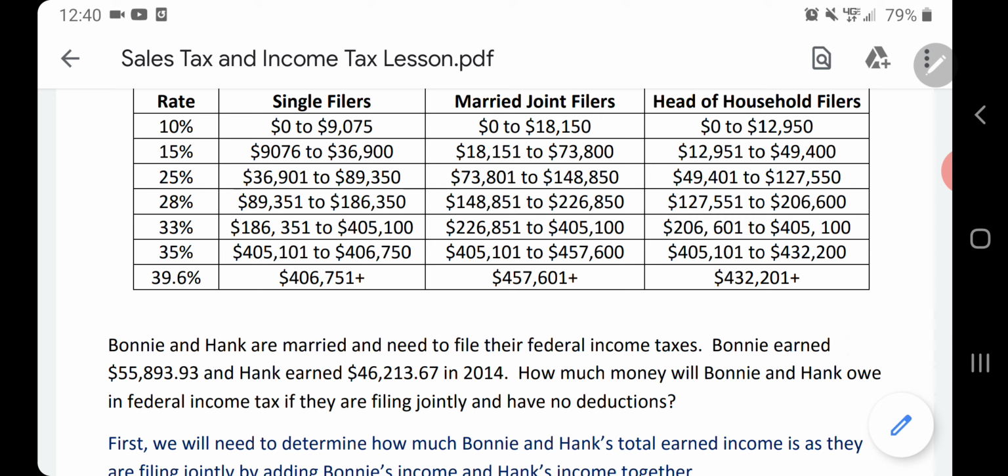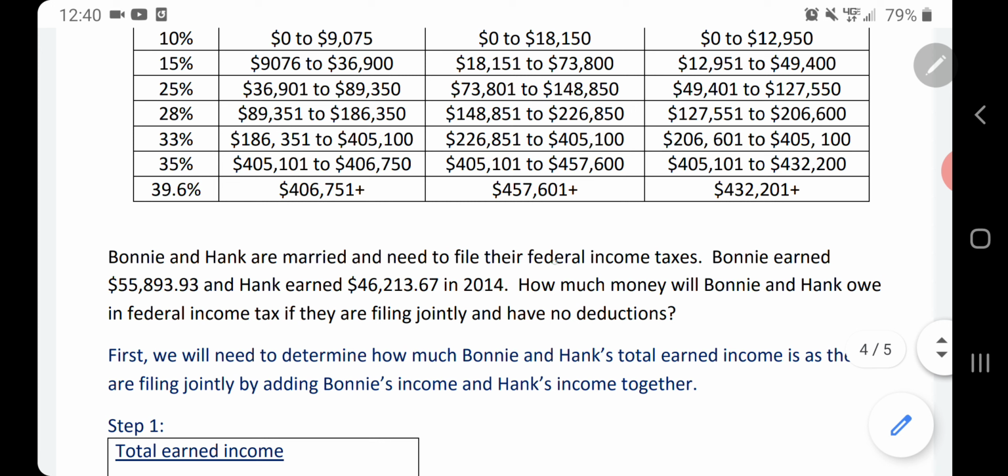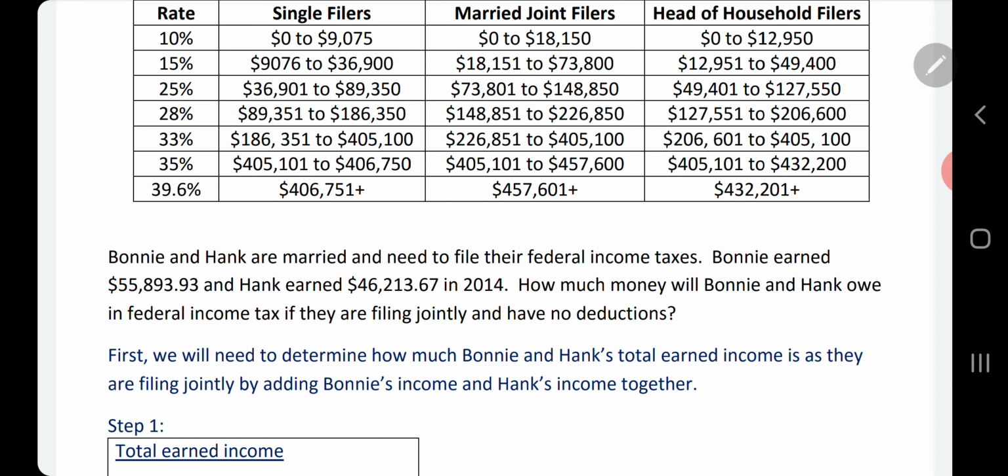It makes it a little bit more complicated because you can't just look and say, oh, we're going to multiply the whole income by one rate. Everything gets charged at a different rate. So that's what makes this problem a little more complicated. But first, let us determine how much Bonnie and Hank make together in earned income.